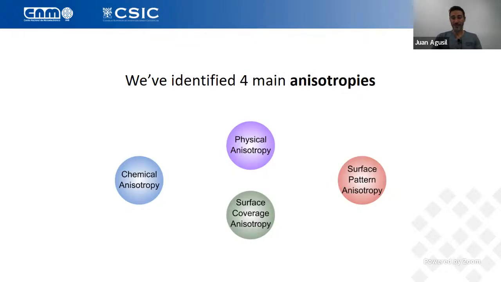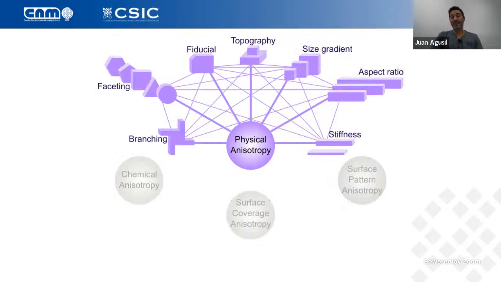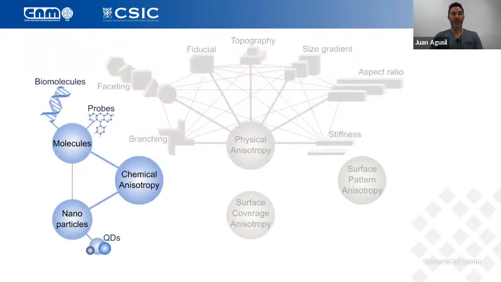Each of these anisotropies offers different properties to your substrate or microparticle. In this case, this is limited to microparticles, but you can take several of these cues into your surfaces, like for example, their shape, their size, or the topography. More interesting is the chemical anisotropy, which includes all these functional probes or nanoparticles that are covalently bound to the surface.